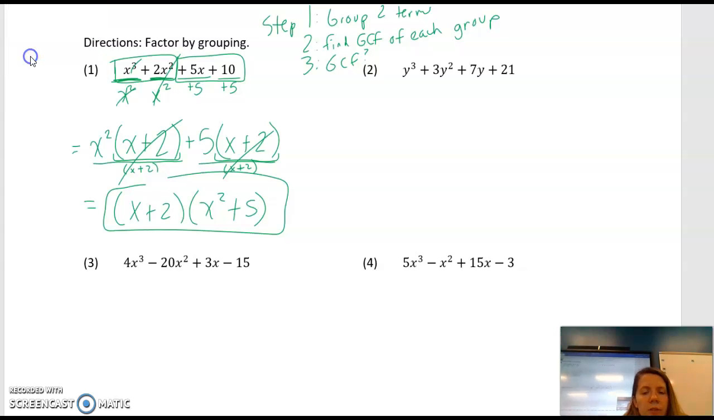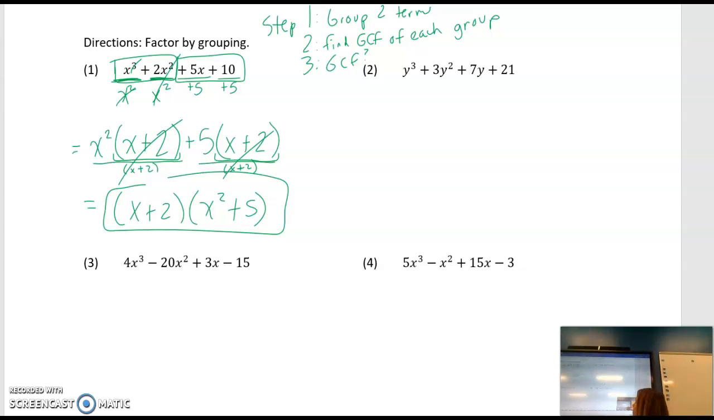All right, these are the notes continued from the last video. So we were talking about factor by grouping. We learned there are 3 steps to factor by grouping. The first thing is you need to group 2 terms together. So you group the first 2 and the last 2 terms together. After you do that, you find the GCF of each group. And then you find the overall GCF.